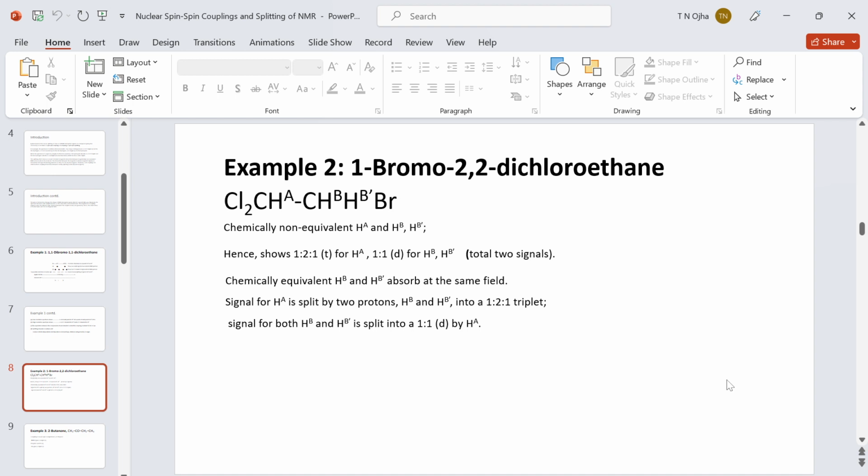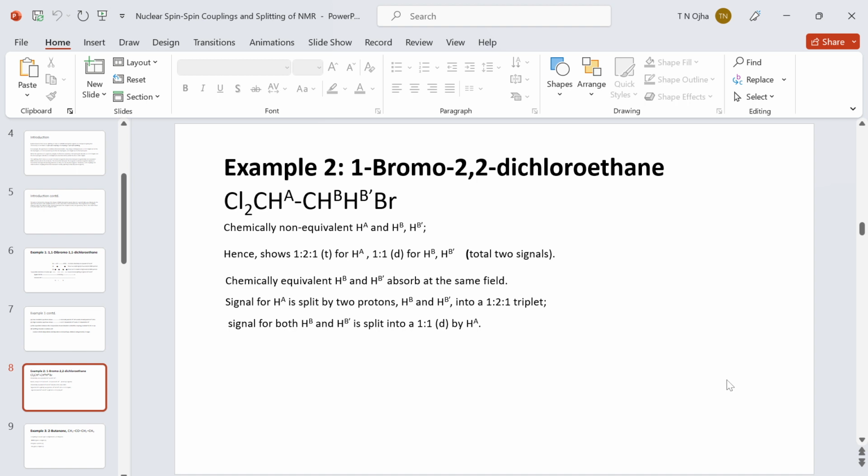Let us proceed with another example. Example 2, 1-bromo-2,2-dichloroethane. Formula is shown here: Cl2CH-CHHBr. This molecule contains chemically non-equivalent HA, one type, and HB and HB prime, another type. Two types of hydrogens are there in this molecule.